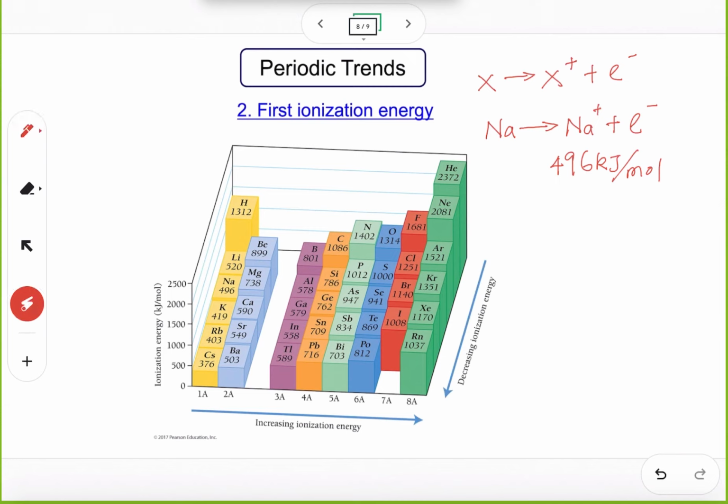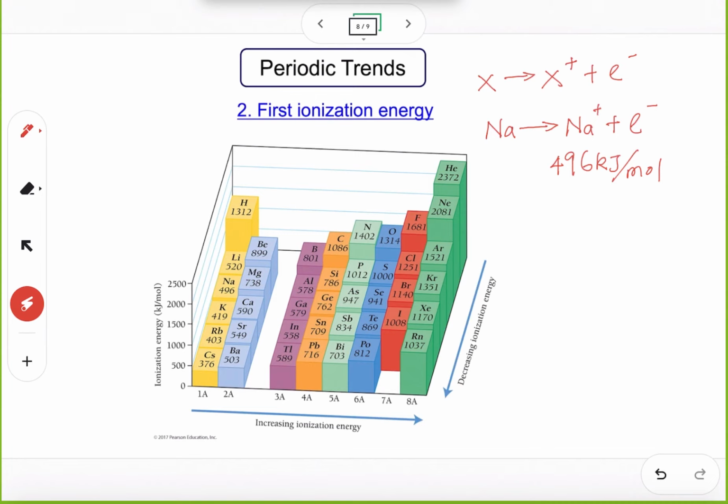Now take a look at the trend of the first ionization energy. For those elements in the same group, when you go from top to bottom, ionization energy will decrease. For the second group, beryllium to barium, same thing. The number is getting smaller and smaller. So this is the first trend for those elements in the same group.